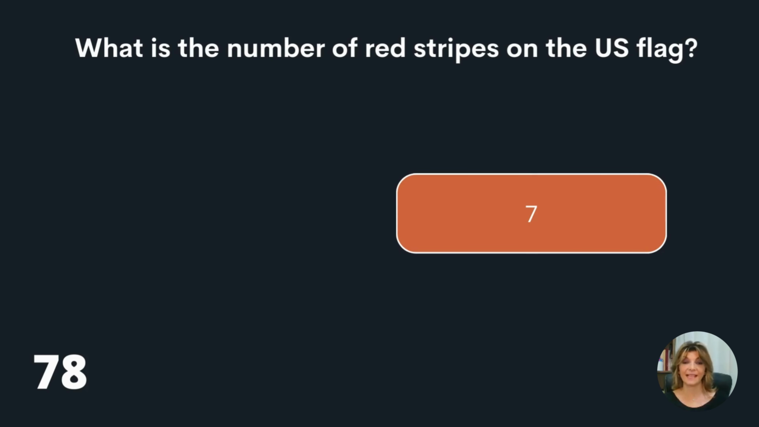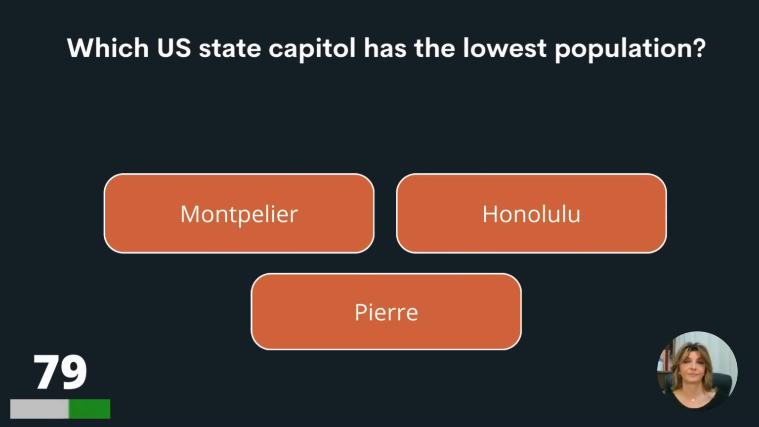Which U.S. state capital has the lowest population? Montpelier, Honolulu, or Pierre? Montpelier.